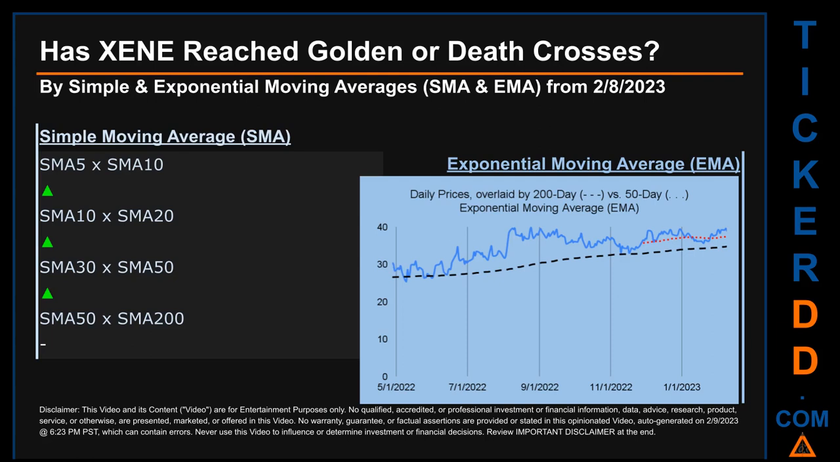Has XENE price reached golden or death crosses? Golden cross and death cross are basic signals that compare average prices across two specified trade day ranges, a short-term versus a long-term range. For example, 5-day versus 10 trade days. Essentially, a golden cross is a bullish signal. It appears when a ticker's short-term moving average crosses above its long-term average. Vice versa, a death cross is a bearish signal when the short-term crosses below its long-term moving average.